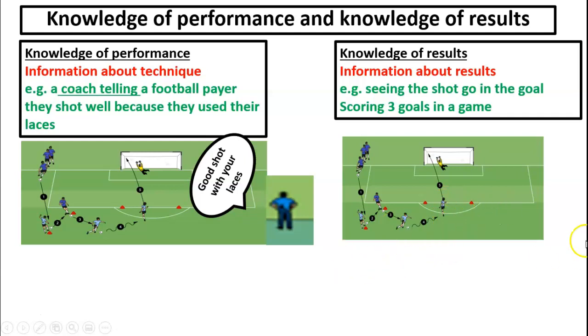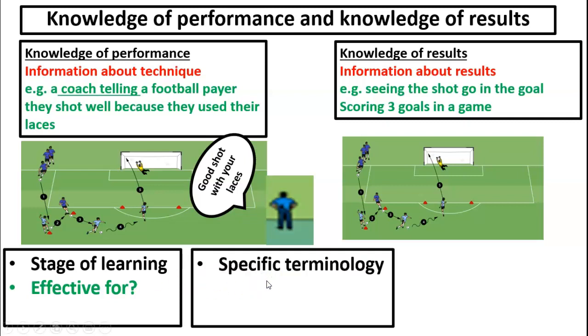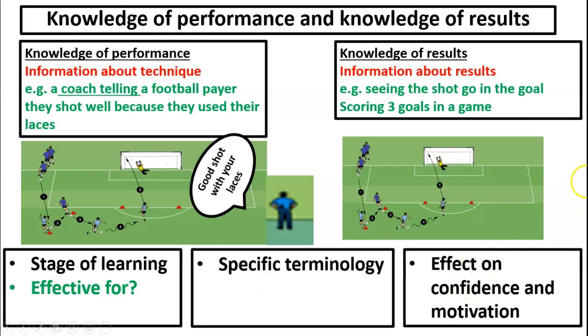So from here then, as I said before, if we're going to evaluate this, we've got to state the stage of learning it's effective for. As I said, both stages of learning are going to be effective for both types of feedback. We just need to make sure we can justify why using specific terminology and then make sure we apply it to confidence and motivation. So as we move on, knowledge of results will have information about results as its description on the slide.